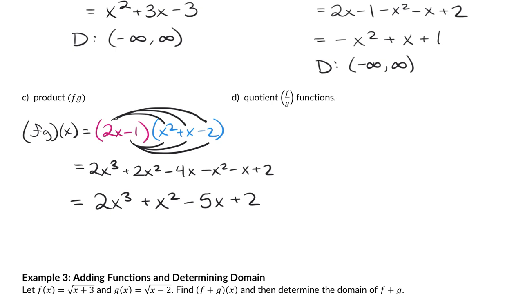We took a function that was all real numbers and multiplied it by a function that was all real numbers and created a cubic function, which is still also all real numbers. So our domain has not changed again, since we're combining unrestricted domains and making an unrestricted function type.